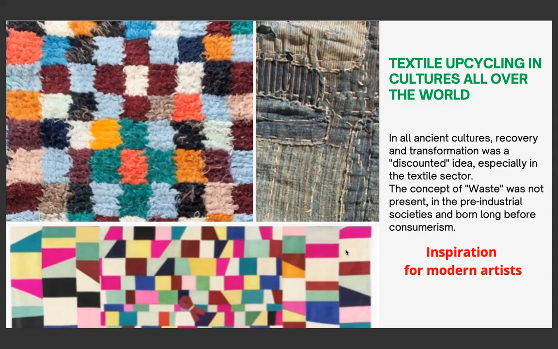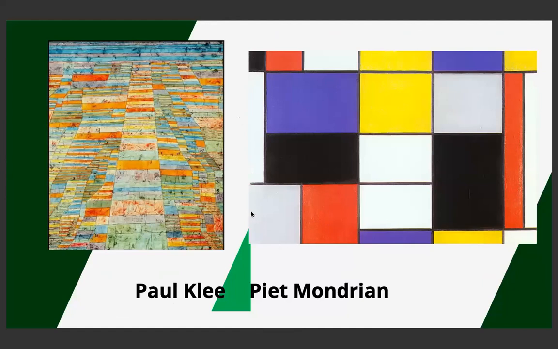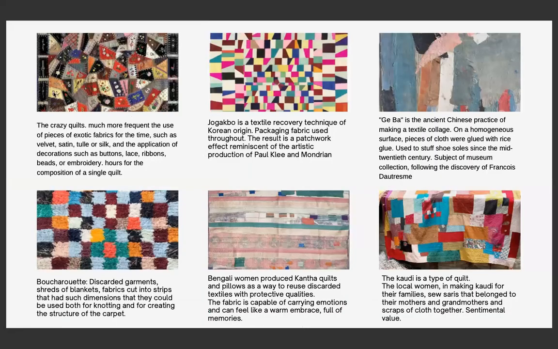And why did this also become inspirational for modern artists? Because if we just have a look at these pictures, we can see some of the modern art that I put here, like Paul Klee and Piet Mondrian. In that period, a lot of oriental objects came to Europe, and a lot of artists could see these products and took inspiration from them. So if we look at this picture, there are two paintings, one by Paul Klee and the other by Piet Mondrian, and we can see the similarities with this textile reuse from a lot of cultures. Just looking at this one, we can see that it's very similar to Piet Mondrian, and from this one, Paul Klee.